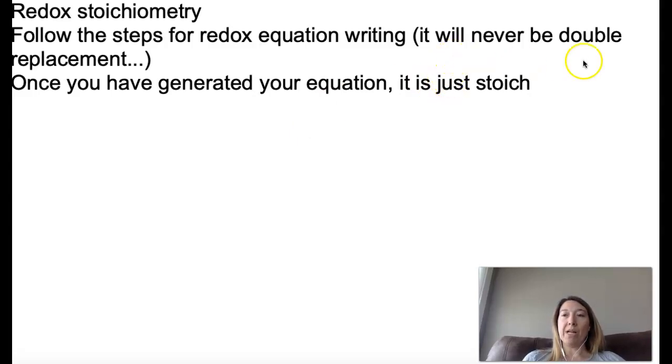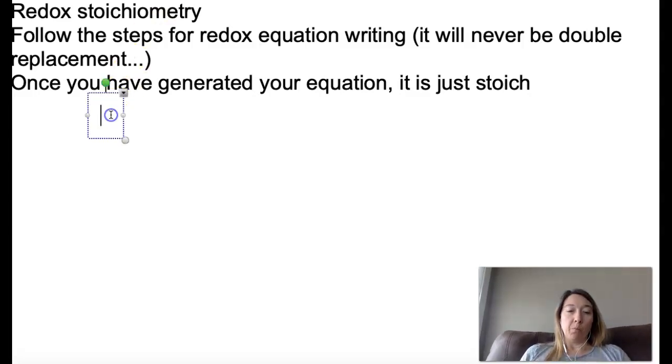We need to make sure that we are writing redox equations. Hopefully you have figured out by now that double replacement and neutralization reactions are never redox because we don't actually have changes in charges. And so you should not be writing a double replacement reaction for a redox Stoic question. Unfortunately, a lot of you tend to do that because you just read the question and you want to immediately generate that equation. So on these redox Stoic questions, most of your work does come before you get to the Stoic.